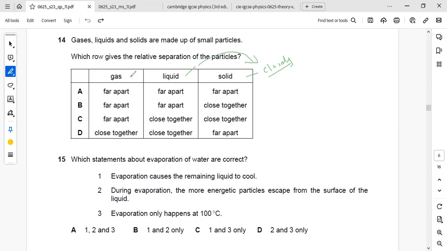And in the case of gas, it is about 10 times further apart than solids and liquids. So the answer is C. Gas is far apart, liquid and solid are close together.